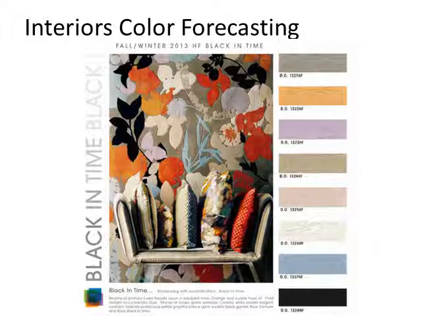Okay, interiors also has color forecasting. And this is for right now, the interior colors that are popular for fall, winter 2013. Looks like the title of this color scheme is Black in Time. And it's interesting for fall and winter that they're using pastels, but that was popular for interiors in the 70s. There was that popular pastel avocado color almost, and it looks like they're trying to do that too.